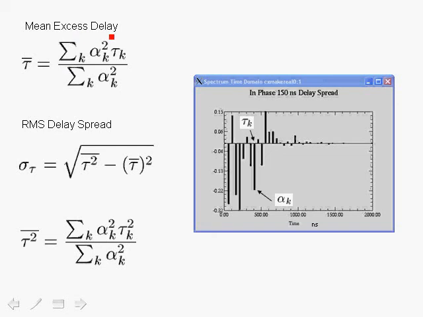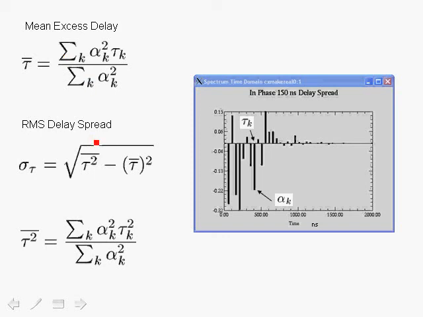So the mean excess delay is specified as follows. The expected value of the delay is called the mean excess delay, and what we do is we take the delay at each point here, multiply it times the power, that is alpha k magnitude squared, and then sum them over all possible delays and divide by the total power, which is the sum of all the received powers, alpha k squared. This expression over here will give us the mean excess delay.